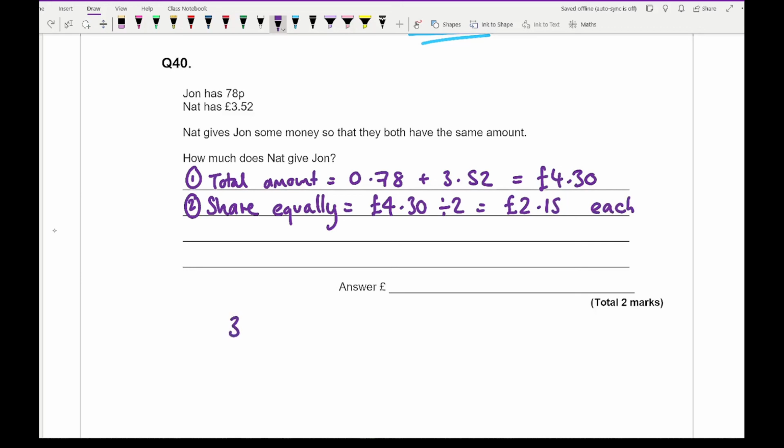So then if I do £3.52, which is how much Nat has, deduct what they now have, I get an answer of 1.37. So how much has Nat given John? It's going to be £1.37. And that concludes the end of this revision mix sheet.